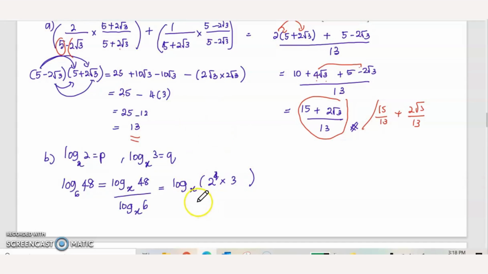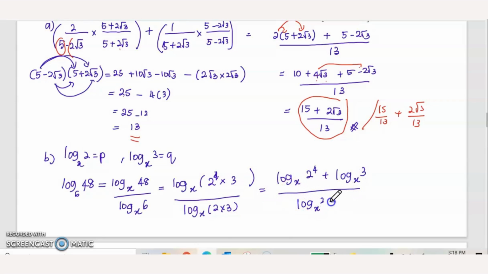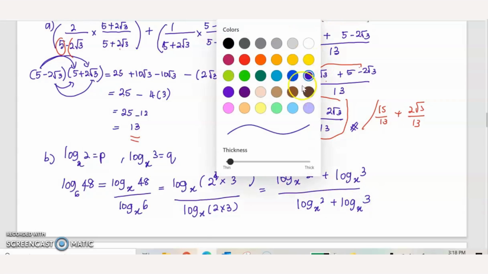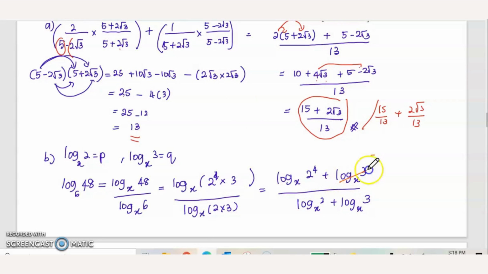So this one kita boleh tukarkan dia kepada log base x 2 times 3. Okay, so kita pecahkan sebab ini ialah multiplication. So dia akan jadi log 2 power of 4 plus log x 3 and then we divide with log x 2 plus log x 3. Okay, so log yang boleh kita tukar siap-siap.